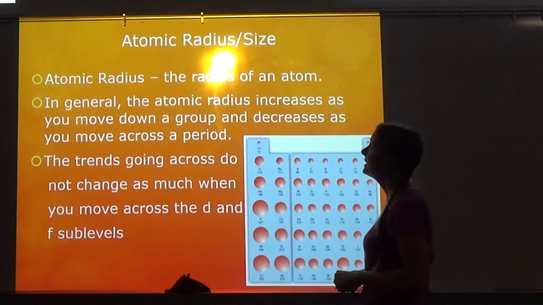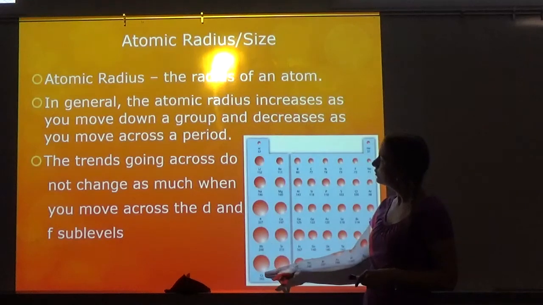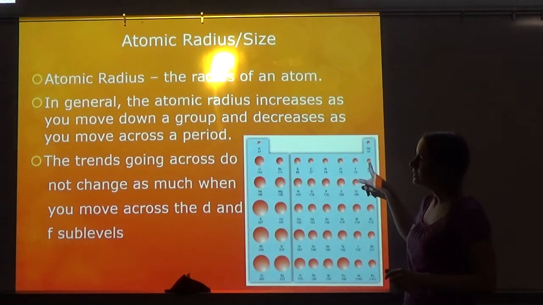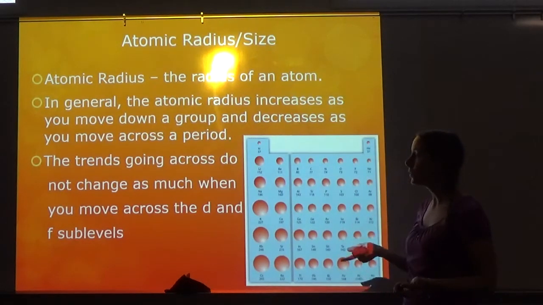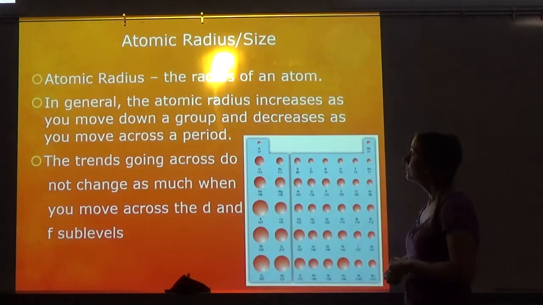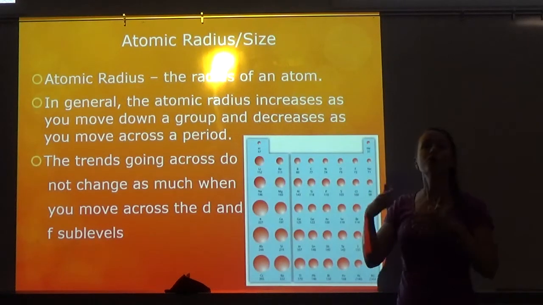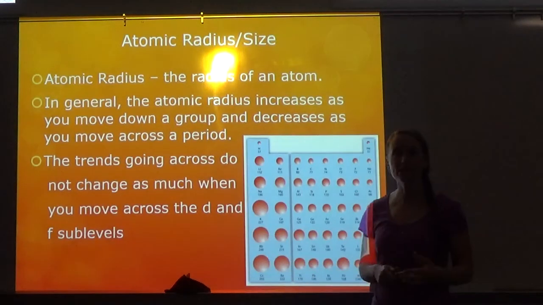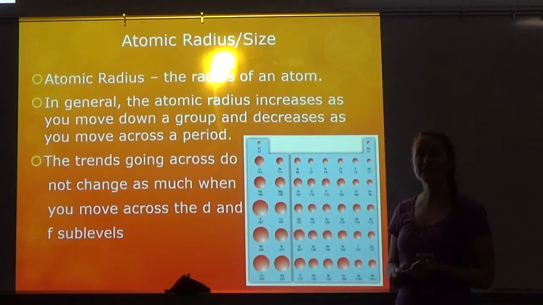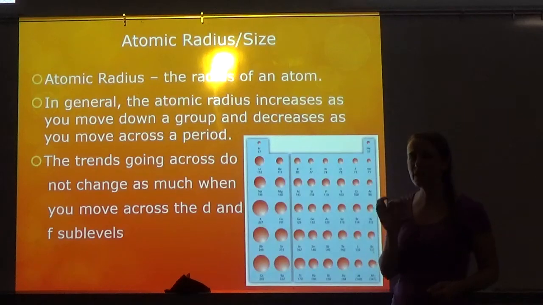So the next term we're going to talk about is atomic radius, or size. Atomic radius is the radius of an atom. In general, the atomic radius increases as you move down a group and decreases as you move across a period. The trends going across do not change as much when you move across the D and F sublevels. When you're moving across the S and P, the trend is a larger change in radius than when you're moving across the D, the transition metals, or the F sublevels, your lanthanides and actinides. When you get to those two areas, the change going across is very, very small.